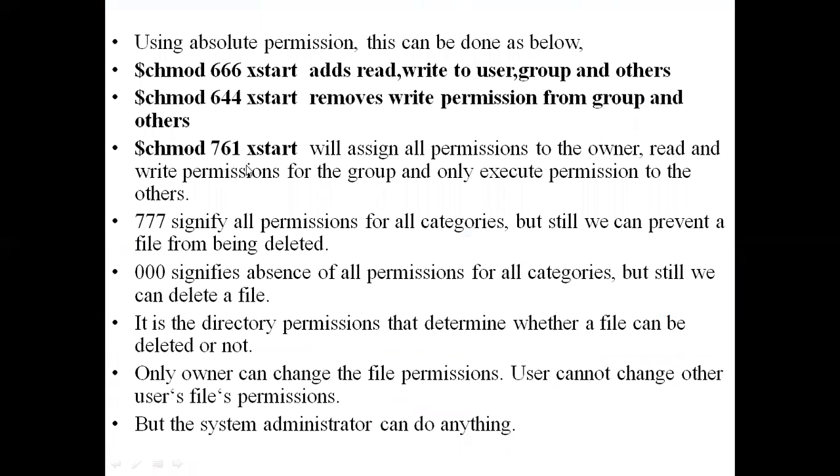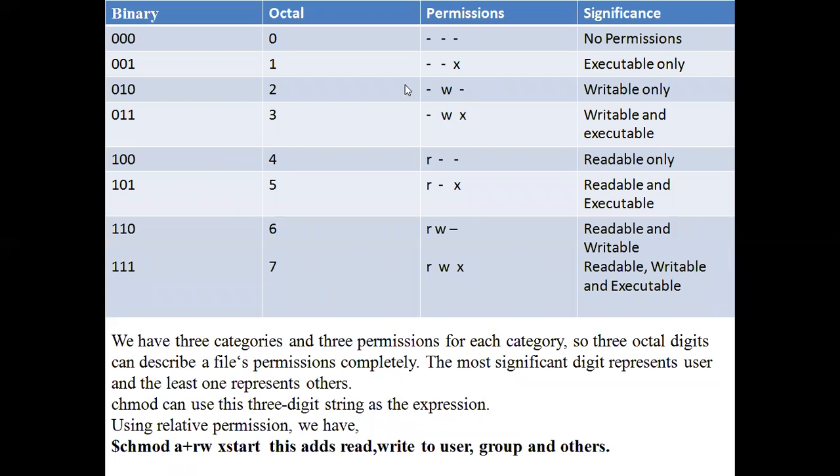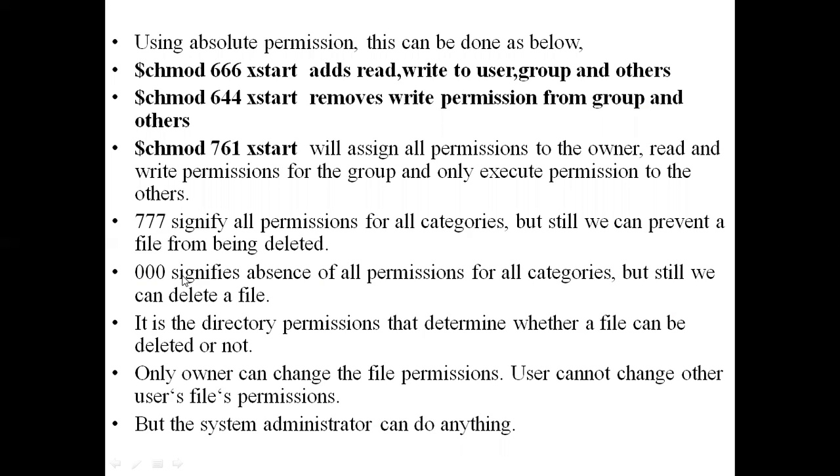So this is how you can allocate file permission in an absolute manner. That is what has been stated here. This will assign all permission to the owner, read and write permission for the group, and only execute permission to others. So if you are giving chmod 777, that signifies you are giving all permissions, read, write and execute, to all categories of users.